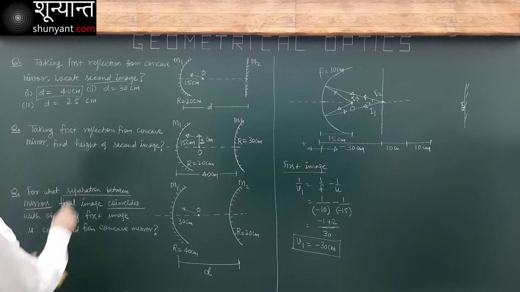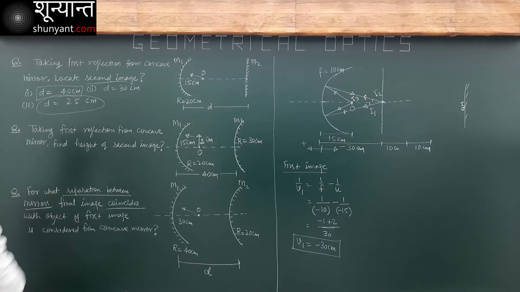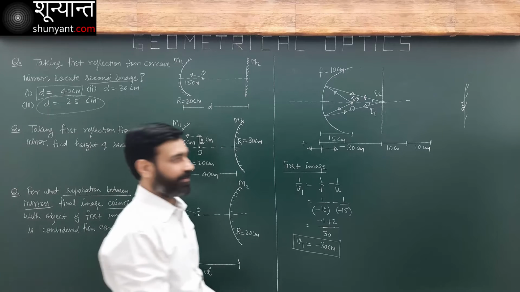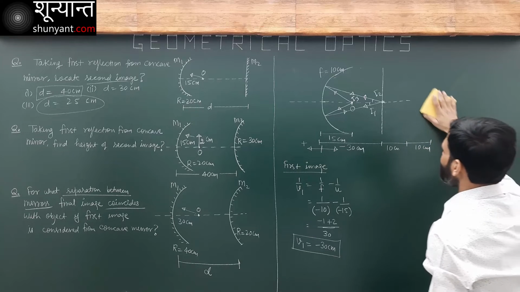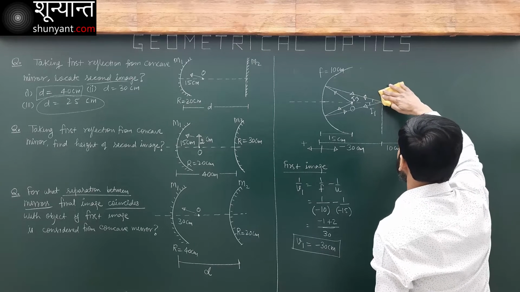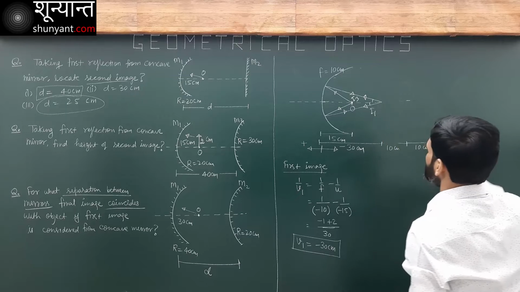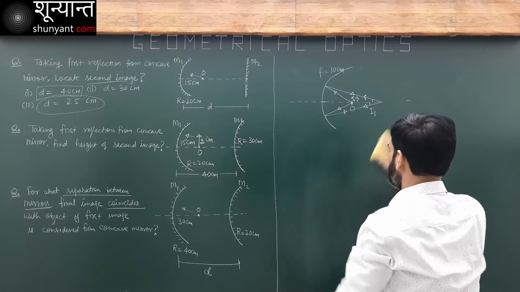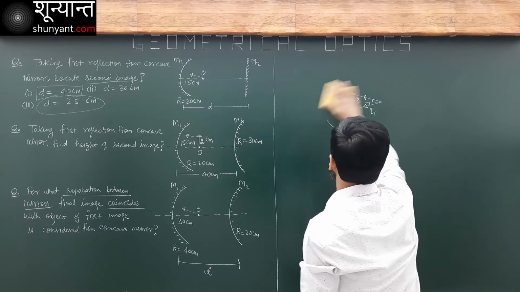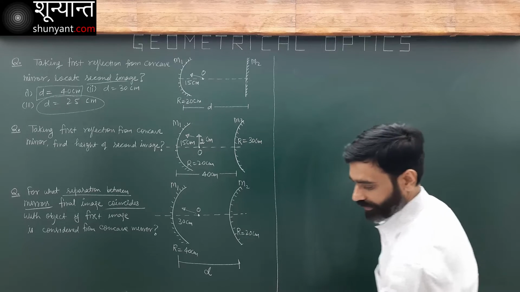Now what will happen if it is 25 centimeter? Now, this is very interesting. What will happen if I do not allow these light rays to meet? We are going to discuss this third case, that is 25 centimeter. Let me draw a bigger diagram.